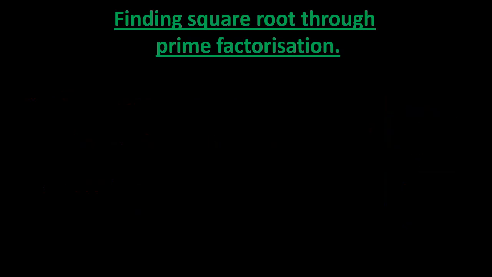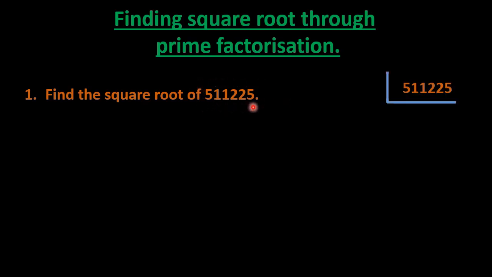Now let me do another question. Find the square root of 511225. Similarly, first we have to find the prime factors of this number. This number is not divisible by 2, and also it is not divisible by the next prime number 3. Here there is 5 in the unit place, so it will be divisible by 5. So 5 times 102245 is 511225. Again it will be divisible by 5. So 5 times 20449 is 102245.